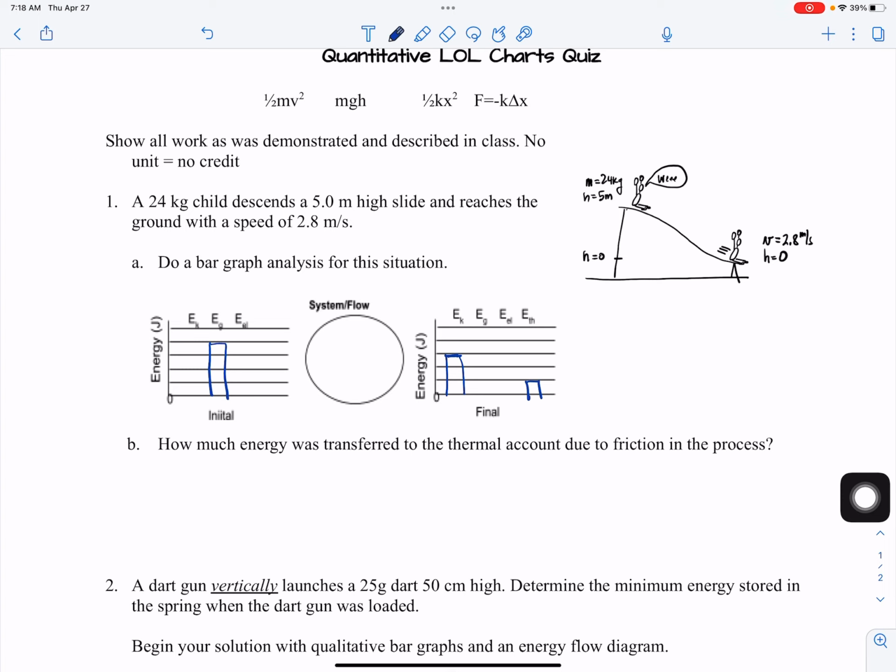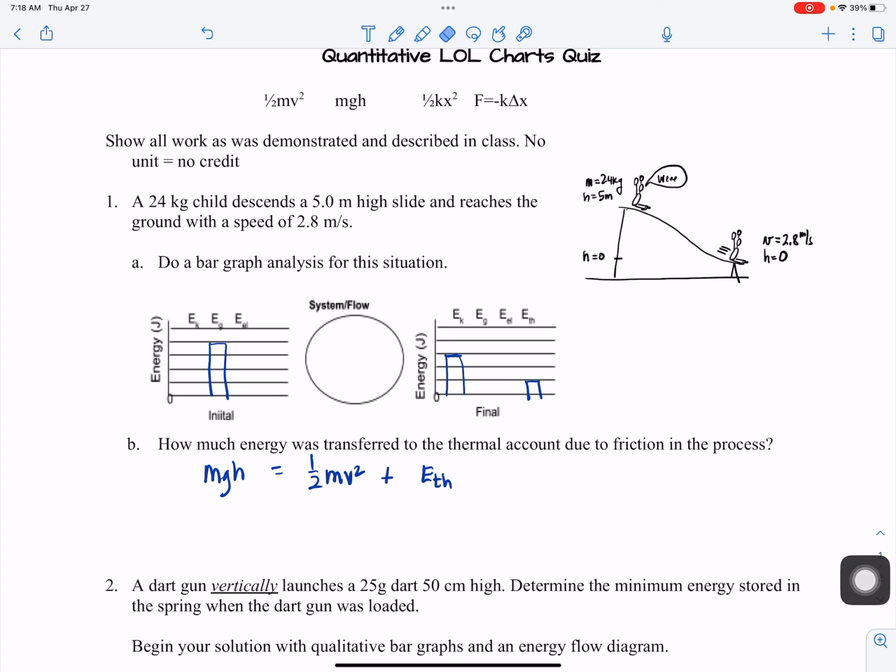So that was 3 points. 3 bars, 3 points. Or 3 types of accounts, 3 points. How much energy was transferred to the thermal account? So now we want to write down our equations. We have mgh as my initial, and then 1/2 mv squared plus ETH. I haven't really given you a formula for ETH, but lots of times I have shown you just doing ETH, and what we're trying to solve for is ETH. You got 1 point for writing this equation down.